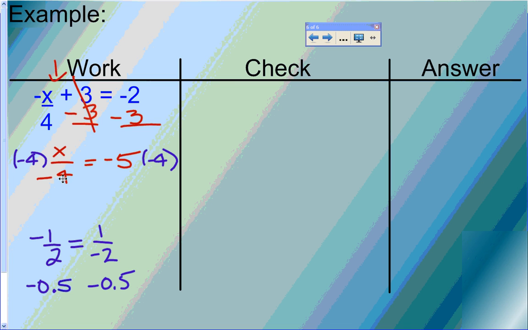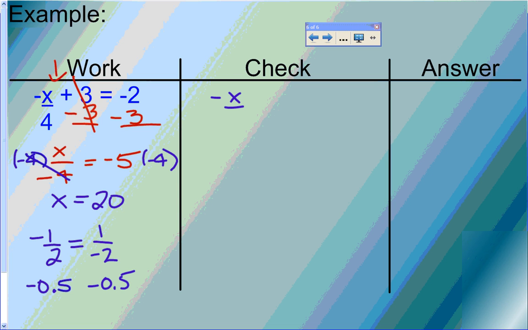Negative 4 divided by negative 4 is positive 1. That's why I needed this to be negative, so that I'd get rid of the negatives over here. 2 negatives make a positive, so those just go away. I'm left with x equals positive 20. Negative 5 times negative 4. So the magic number is 20. Let's check and make sure.